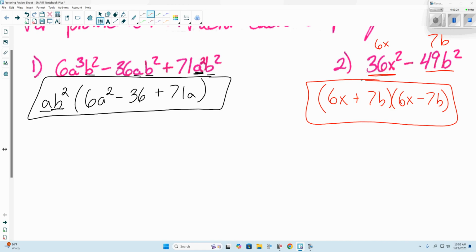Because for our difference of perfect squares, the general form is a squared minus b squared is equal to a plus b times a minus b. So really, you could follow that there. A is 6x, b is 7b. Replace a and b and simplify where needed.